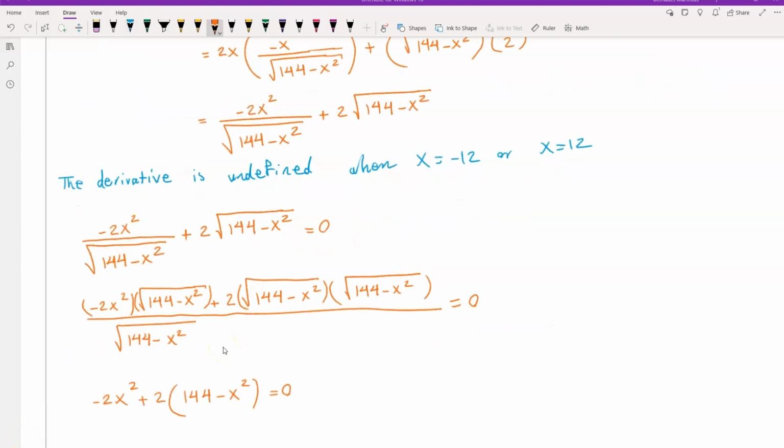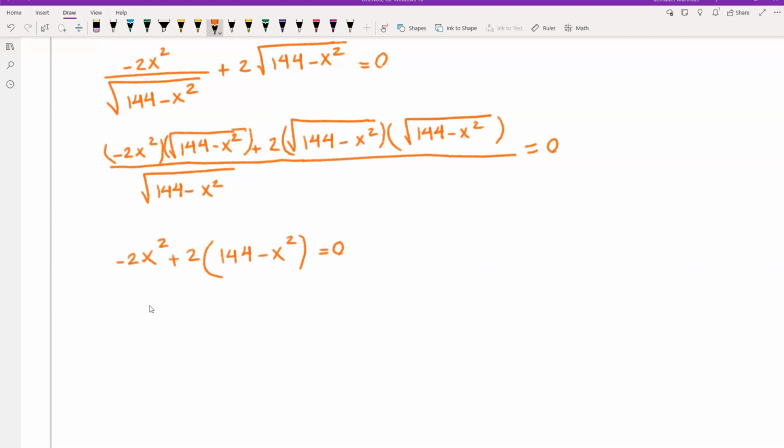So we set this derivative equal to 0 and solve for x. Here we have the denominator square root of 144 minus x squared. Now we can simplify the numerator. Multiplying these two, we get 144 minus x squared, and here on this part we can cancel. So what we have is negative 2x squared plus 2 times 144 minus x squared equal to 0. Now we simplify this part.